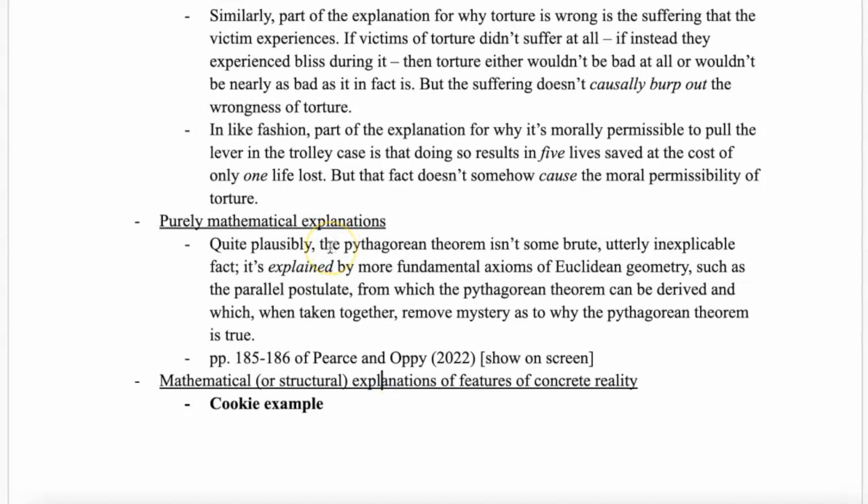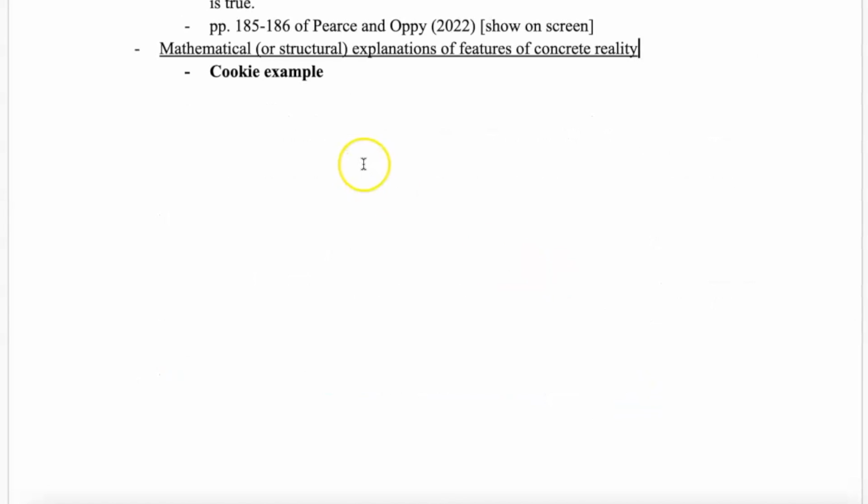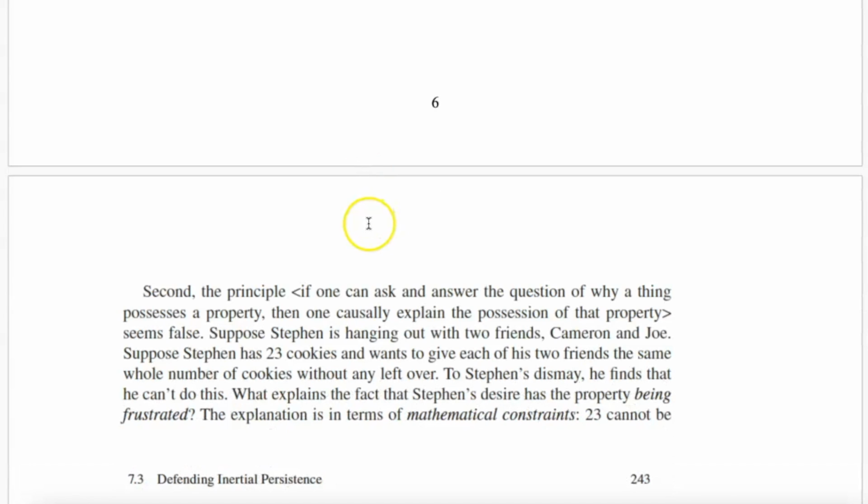A still further class of non-causal explanations consists in mathematical or structural explanations of features of concrete reality. So here's a cookie example from my book Existential Inertia and Classical Theistic Proofs, published with Springer in 2023, co-authored with Dr. Daniel J. Linford. I highly recommend checking it out, of course. Links in the description. Yes, indeed.